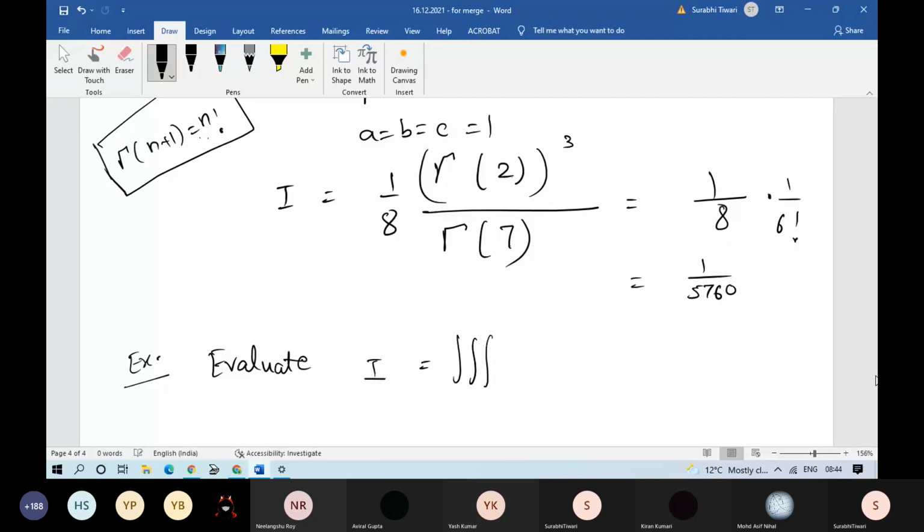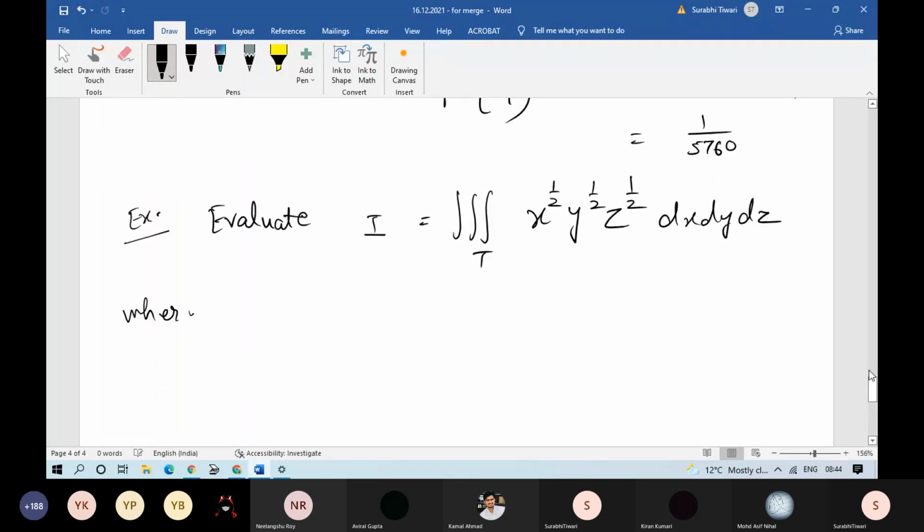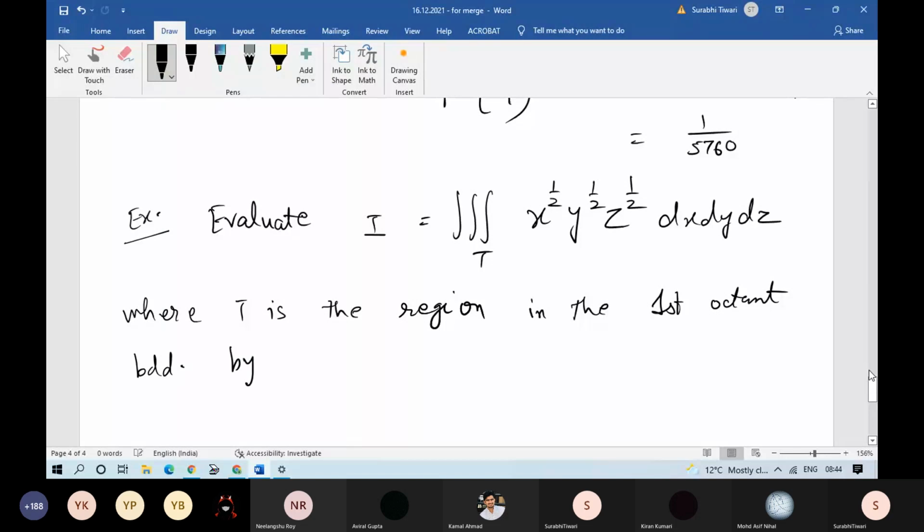Evaluate I is equal to the integral of x to the power half, y to the power half, z to the power half, dx dy dz, where T is the region in the first octant bounded by the plane x plus y plus z is equal to 1 and the coordinate axes.